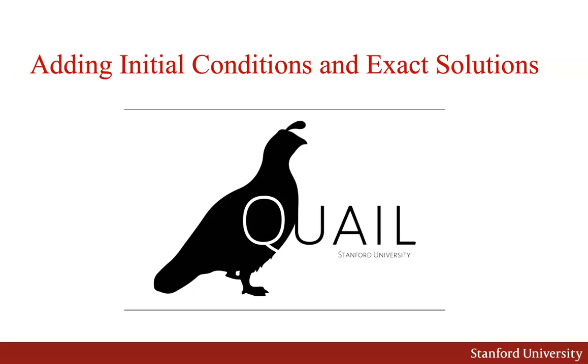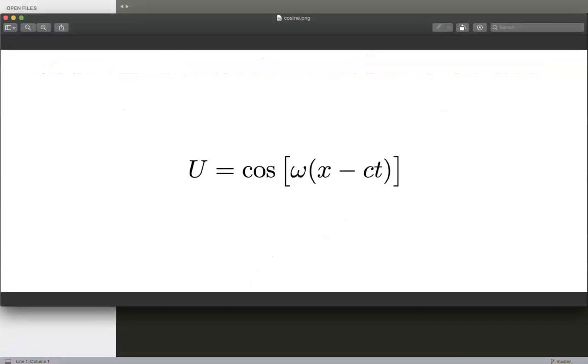In this tutorial, we'll implement a new initial condition and exact solution, specifically the cosine wave shown, to the 1D constant scalar vector class. In Quell, initial conditions are typically defined as classes.